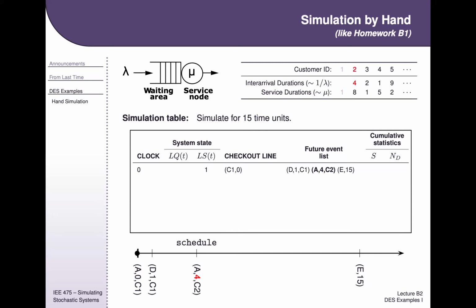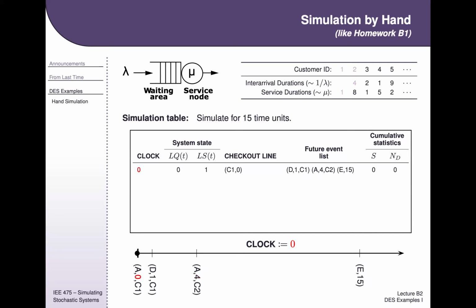Then schedule the next arrival, because we just processed an arrival. So we go up to the interarrival times and grab the 4 that's red up here. We add that to the time and schedule the next arrival in the FEL. And so this becomes the total FEL. That's pretty much all we have to do for that row.